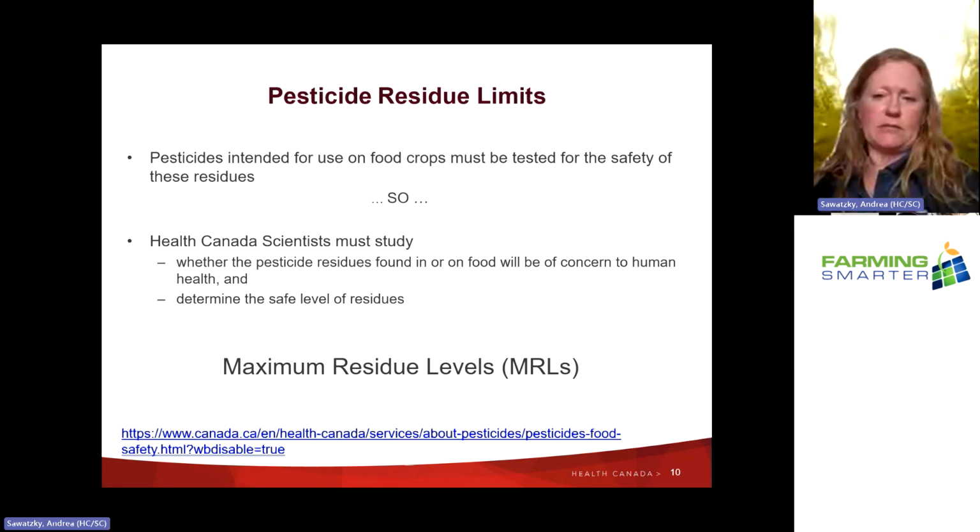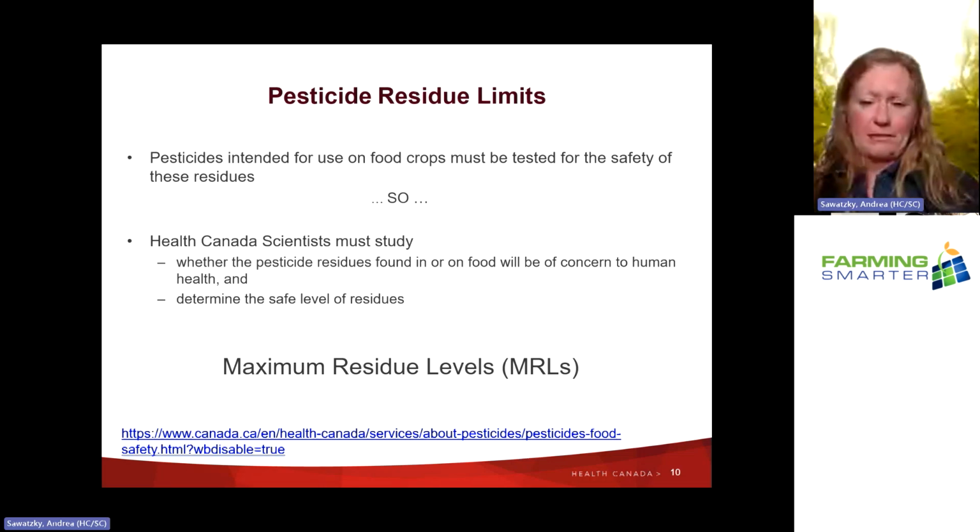As a part of this assessment process, before a pesticide can be used on a food product, Health Canada scientists, who are all in Ottawa, mostly now, have to study whether the pesticide residues that may be found in or on a food will be of concern to human health and determine the safe levels of residue.